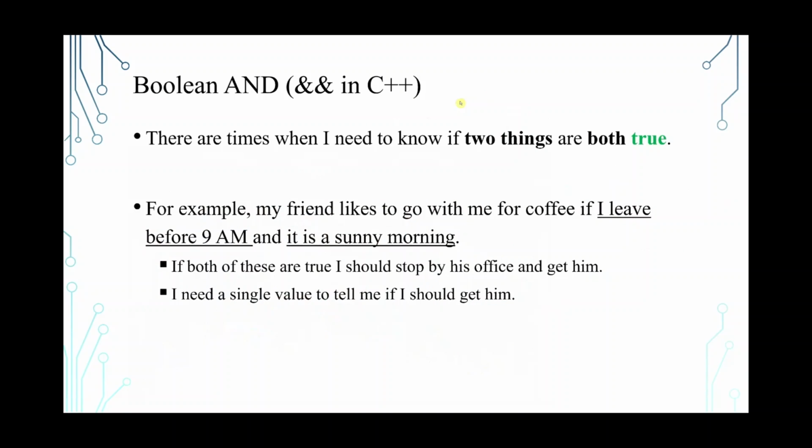Okay, the Boolean AND, which is represented by the double ampersands. There are times when I need to know if two things are both true, not just one of them, but both. For example, my friend likes to go with me for coffee if I leave before 9 a.m. and it is a sunny morning. So it should be a sunny morning and I do have to leave before 9 a.m. If both of these conditions are true, then I should stop by his office and get him, right?